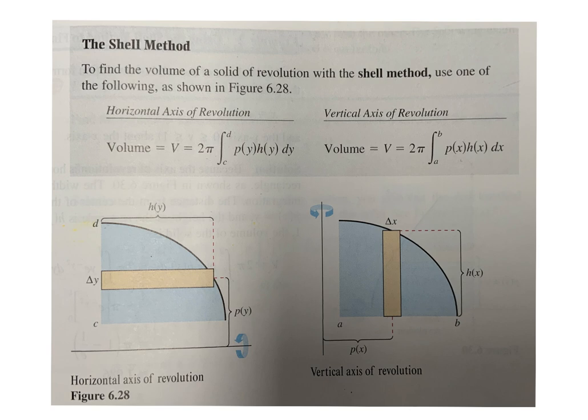If they're doing the x-axis or anything parallel to the x-axis, y equals a number, that is a horizontal axis of revolution, and you want it in terms of y. If they're doing vertical, so y-axis or anything parallel to the y-axis, that is a vertical revolution, you want it in terms of x, okay? So let's look at this example.